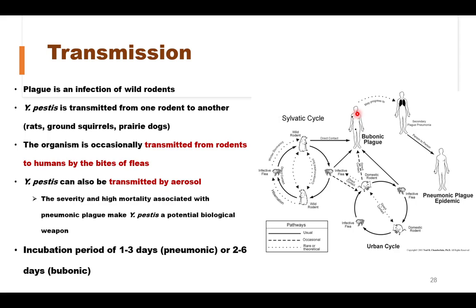So the abscess is referred to as the bubo. So the lymph node that becomes fluctuant is what is referred to as the bubo. So we talk of bubonic plague. Is that clear? When the lymph nodes are infected, we talk of bubonic plague.